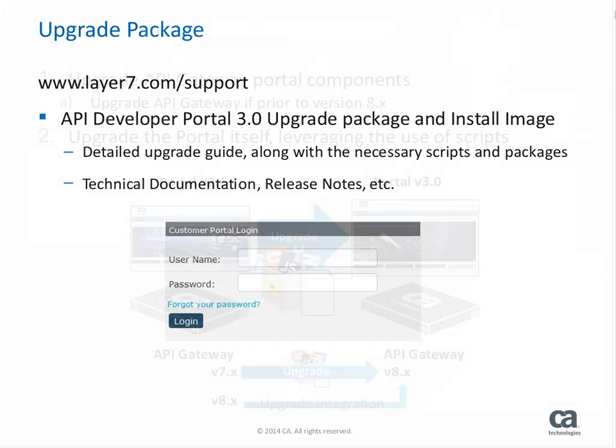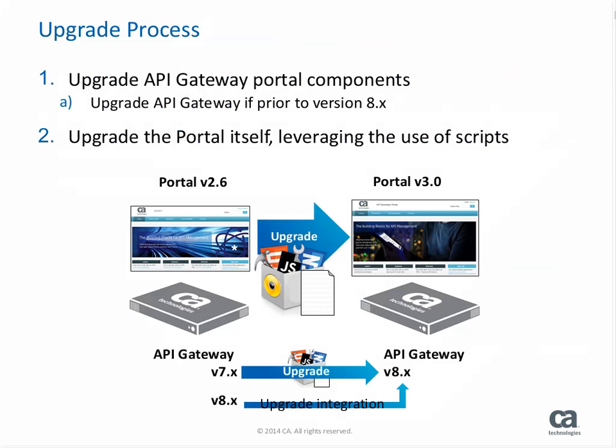Once you have them, it's a fairly straightforward way to get the upgrade done. You want to always start on the gateway. So if you've got an earlier gateway, 7.x gateway or 6.x gateway, those are no longer supported with API Portal 3.0. 3.0 will only support the 8.x generation of gateways. So 8.0, 8.1, and 8.2, which are currently available, are all supported.